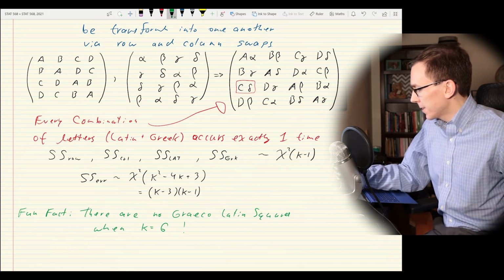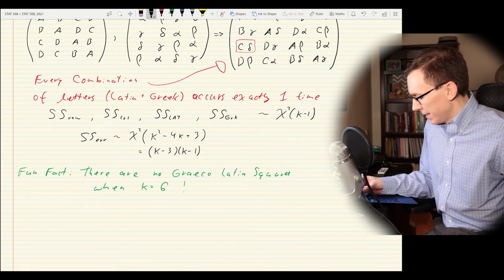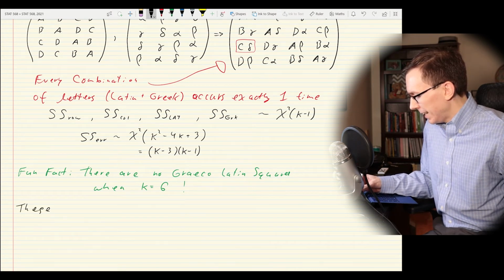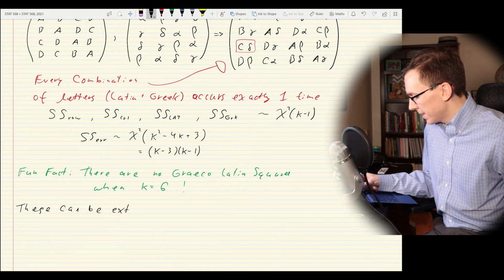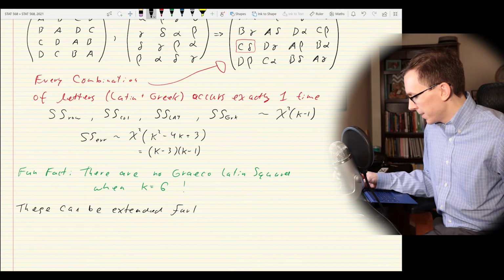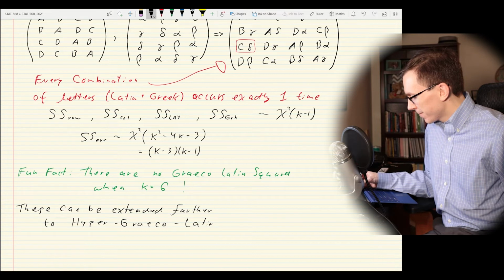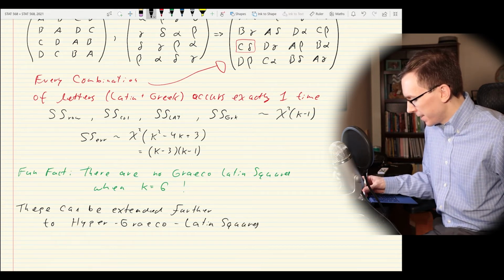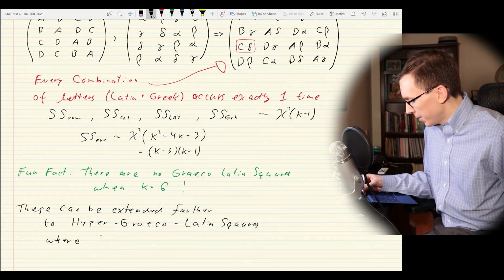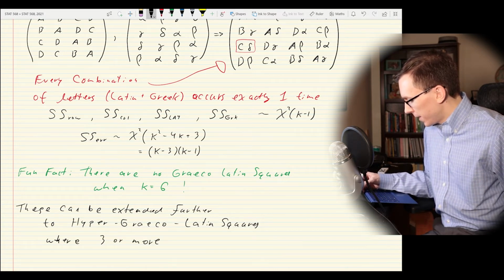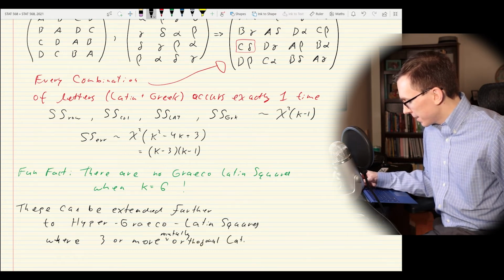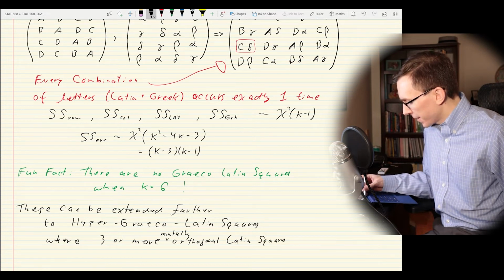Lastly, I will also say these can be extended further to hyper Greco-Latin squares, which I'm not going to write down because it's going to be horrendously messy, where three or more mutually orthogonal Latin squares are combined.